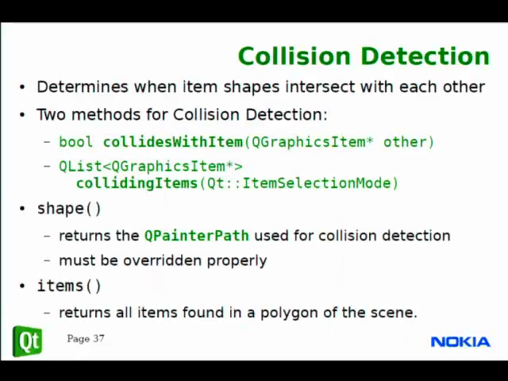So, to find out whether your item collides with another item, you can use collidesWithItem or collidingItems. It gives you all of the items that are colliding. The shape method is what's used for collision detection. And the items method returns all the items found in your polygon. So items takes a polygon and gives you just those items that are in it. But of course, the way it calculates that is based on the shape and the bounding rectangle. So you have to make sure that those methods are implemented properly.